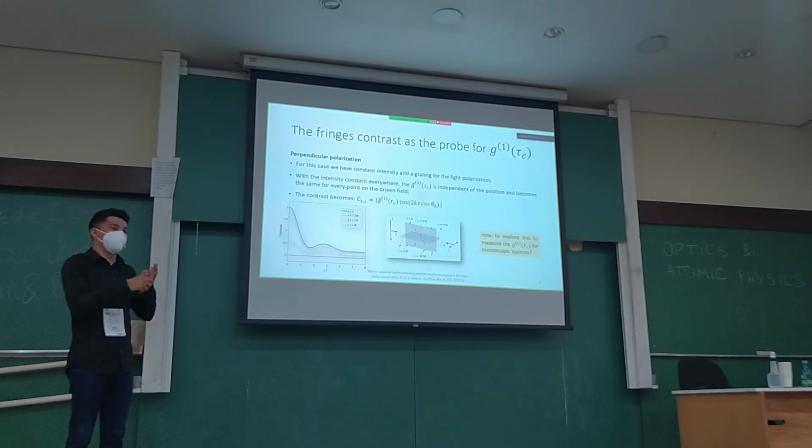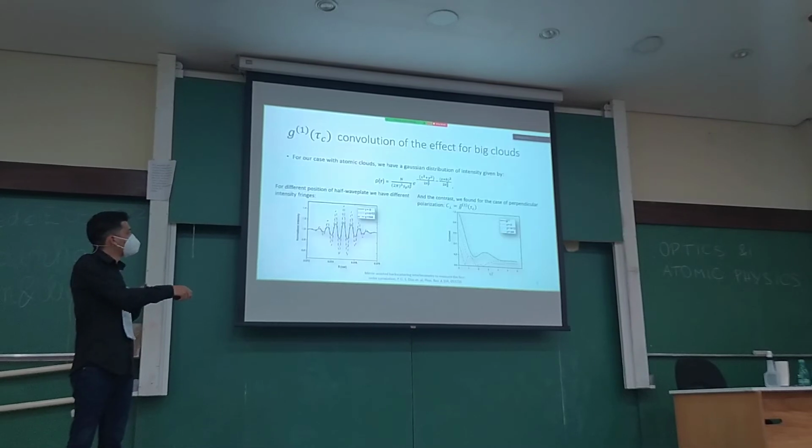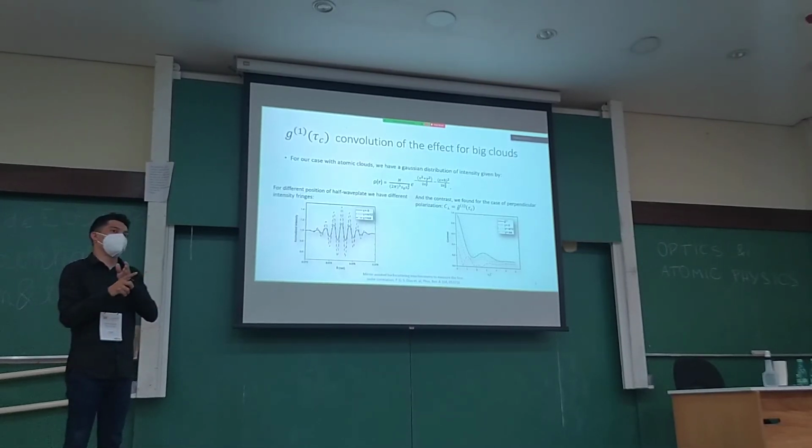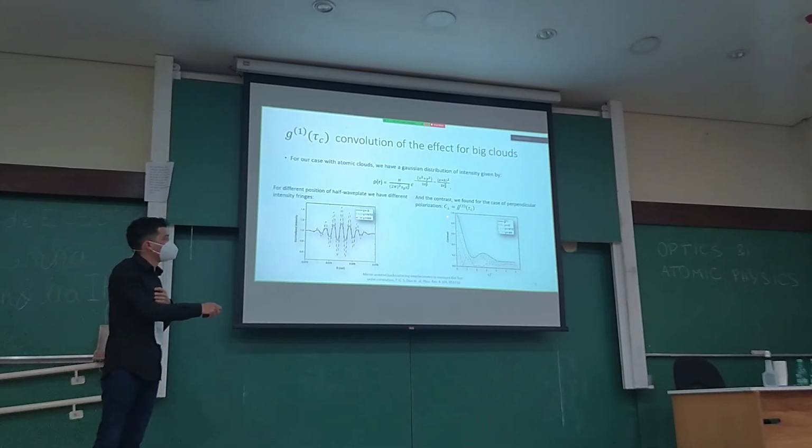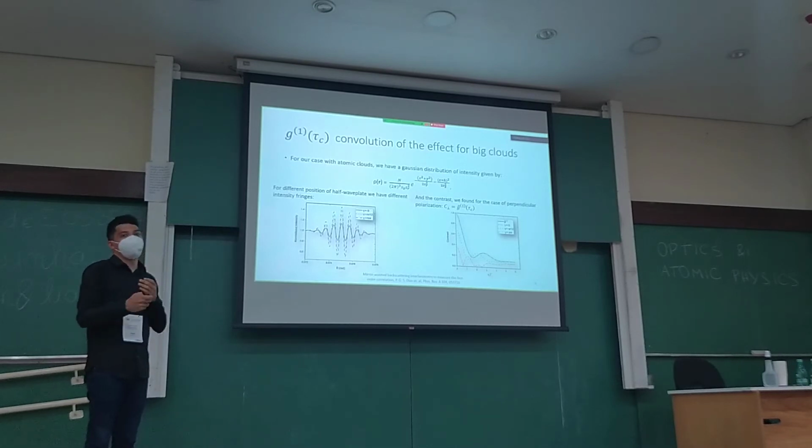The only difference is that as a function of the position, they are going to scatter light with different multiplicative factors. But once I do the calculation, instead of using just one atom in front of a mirror, I extend the cloud, for example a Gaussian cloud. Depending on the angle of my wave plate with respect to the polarization, I have different fringes. But for the case when the polarization becomes perpendicular, which is the angle pi over 4, the oscillation of the contrast is exactly equal to my G1 function. So in this way I can measure the G1 and the spectrum of the light that is scattered by these atoms.